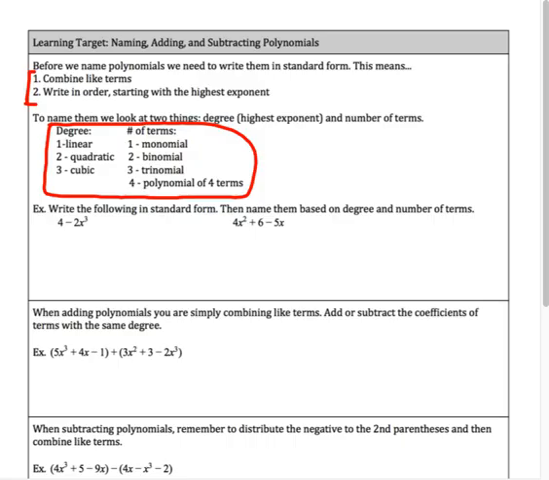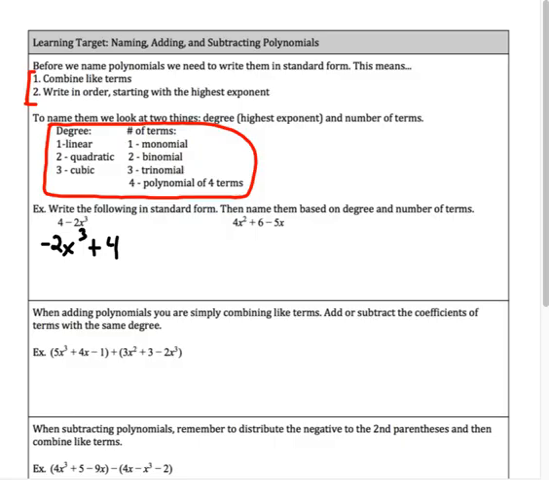So first, write the following in standard form, the name based on the degree and based on the number of terms. Well, again, to write it in standard form, we're talking about writing the thing with the highest power first. So in this first example, what that means is that negative 2x cubed should be written first because cubed is higher powered than just the 4 itself. So I'm just going to rearrange that. So now it's in standard form.